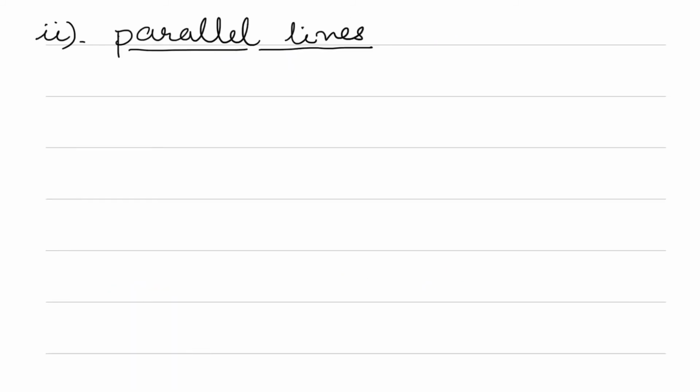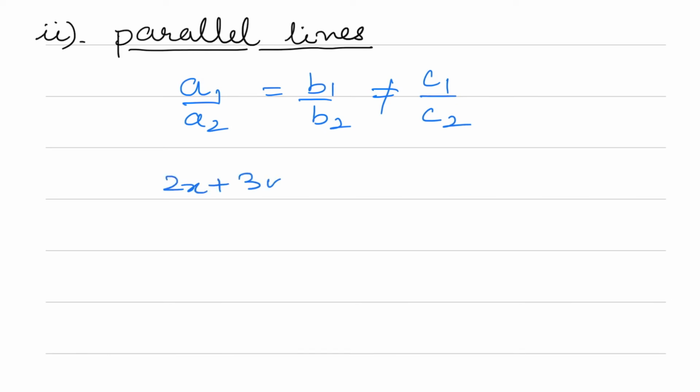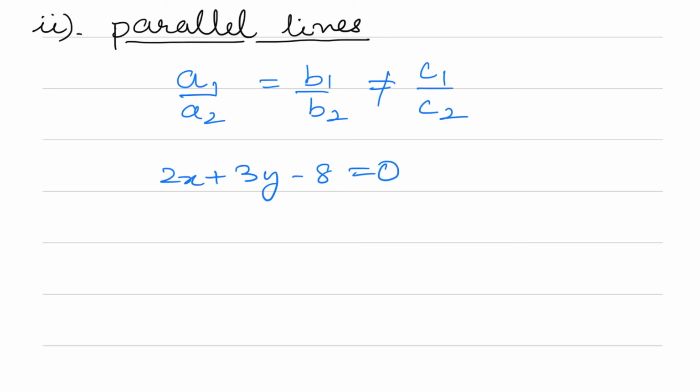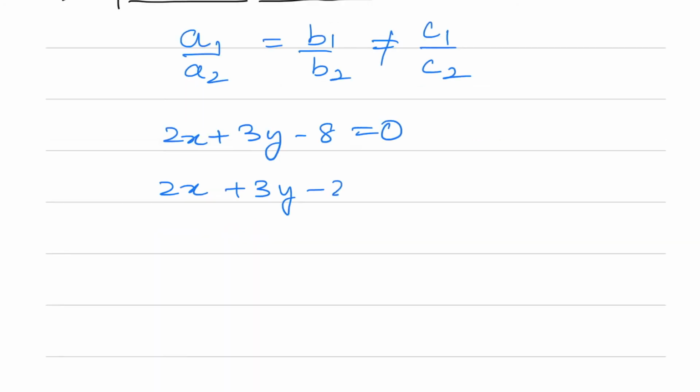Second part, they are asking that they should be parallel lines. So for parallel lines, the condition is a1 by a2 should be equal to b1 by b2, but it should not be equal to c1 by c2. So now my first equation is 2x plus 3y minus 8 is equal to 0. In the second equation, a1 by a2 should be equal to b1 by b2. So I can write down 2x plus 3y minus 12. So that should be one answer, or I can write down any other answer also.